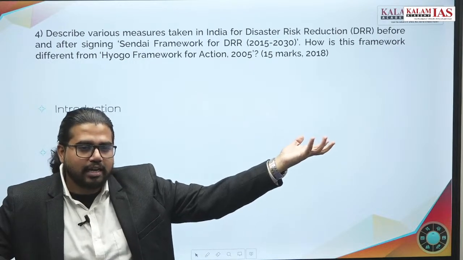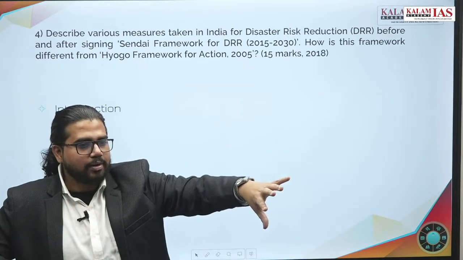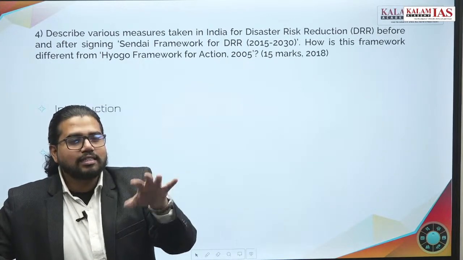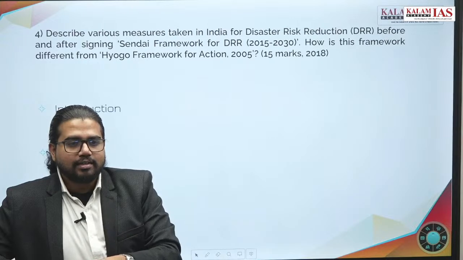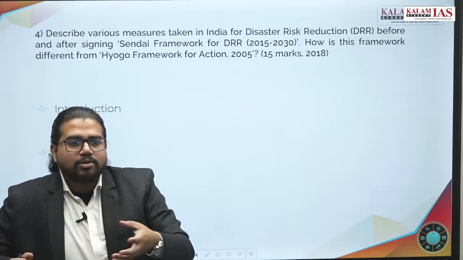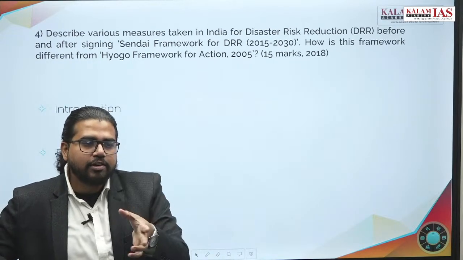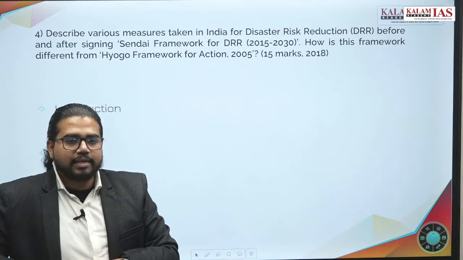Earlier we did not even care about it. Now in every Finance Commission it is becoming a major part. In every development agenda, disaster management is also becoming a part, like ISS, EDRI is coming. So bring all these aspects together, and you can still do justice to this question even if your knowledge level is limited.